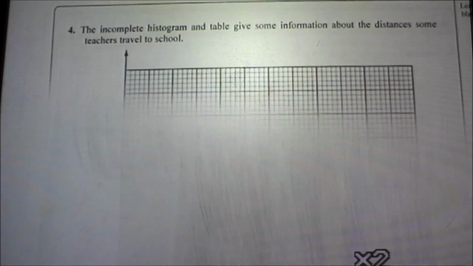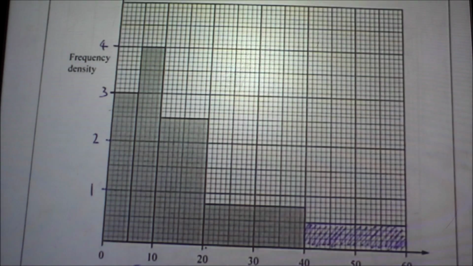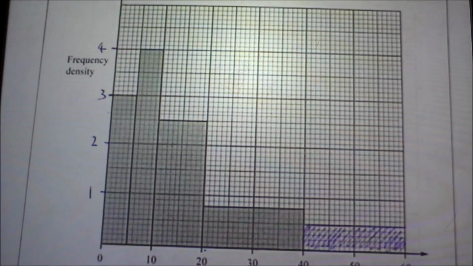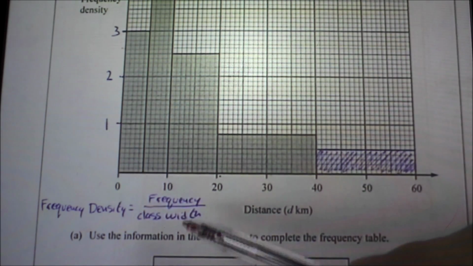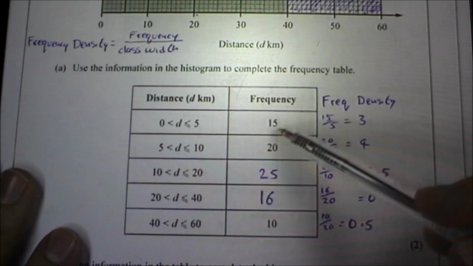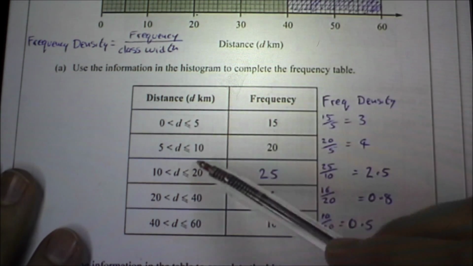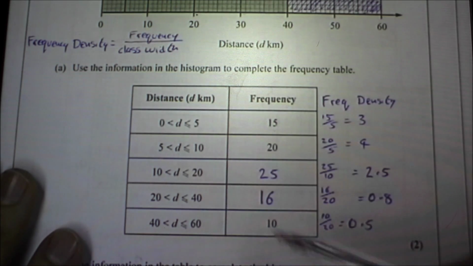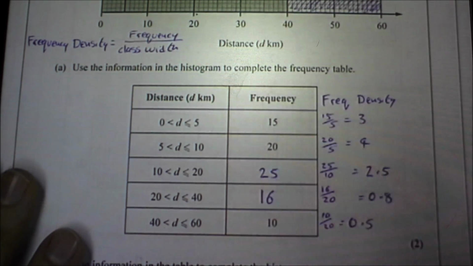Okay, question number 4. The incomplete histogram and table gives information about the distances some teachers travel to school. Frequency density is frequency over class width. Start with your table, start working out the things you know. 15 over 5 is 3, 20 over 5 is 4, 10 over 20 is 0.5.